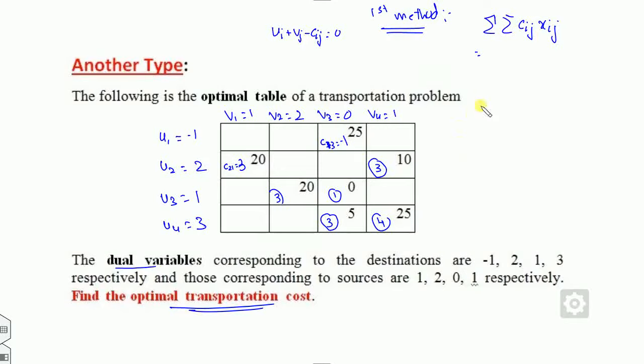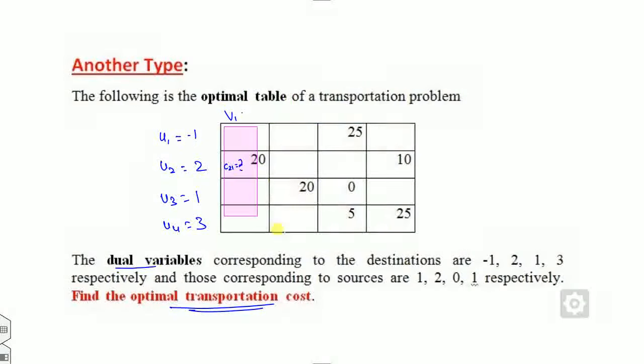Okay, the second method. Apart from this, what is the second method? You know that there is another formula for this, this is my 1, this is 2 0 1.